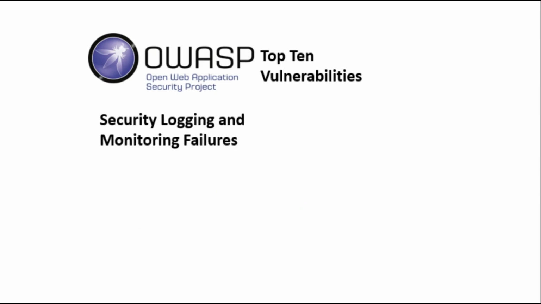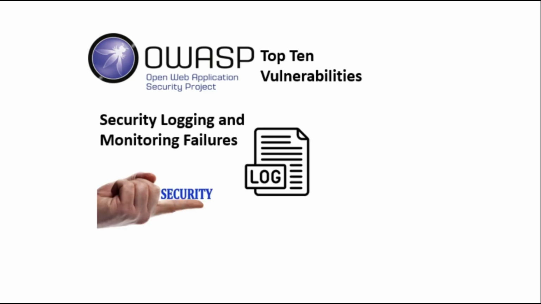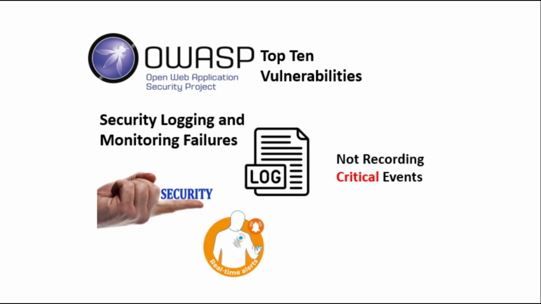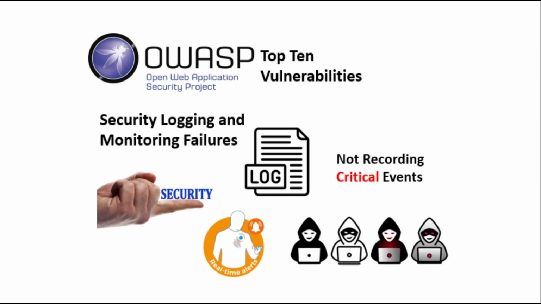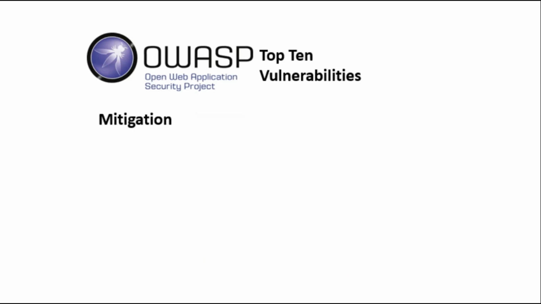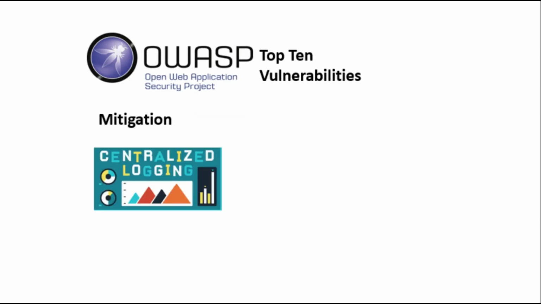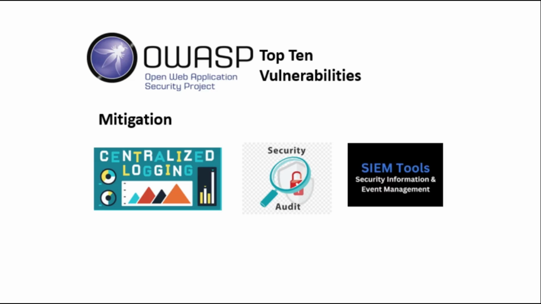9. Security logging and monitoring failures. This is insufficient detection and response to security incidents. Examples are logs not recording critical events, or no real-time alerts, which allows attackers to remain undetected. To mitigate this, implement centralized logging, conduct security audits, and integrate SIEM tools.